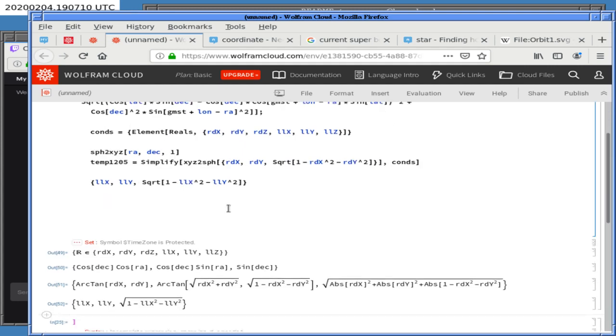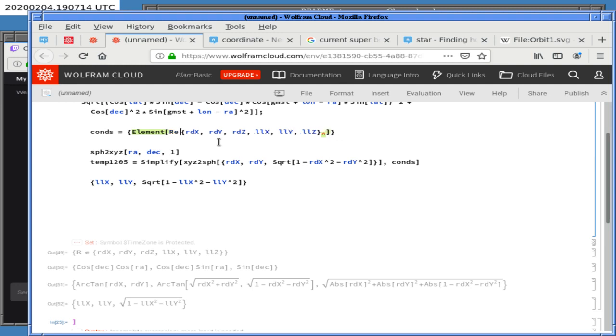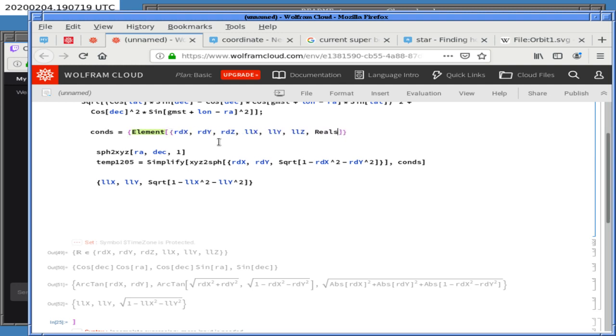That is not what I meant to say. I meant to say that these are all elements of the reals, not that the reals are elements of them. That would be weird. They'd be sets with the real numbers. Okay. The whole point is to see if we can make the simplification work better.